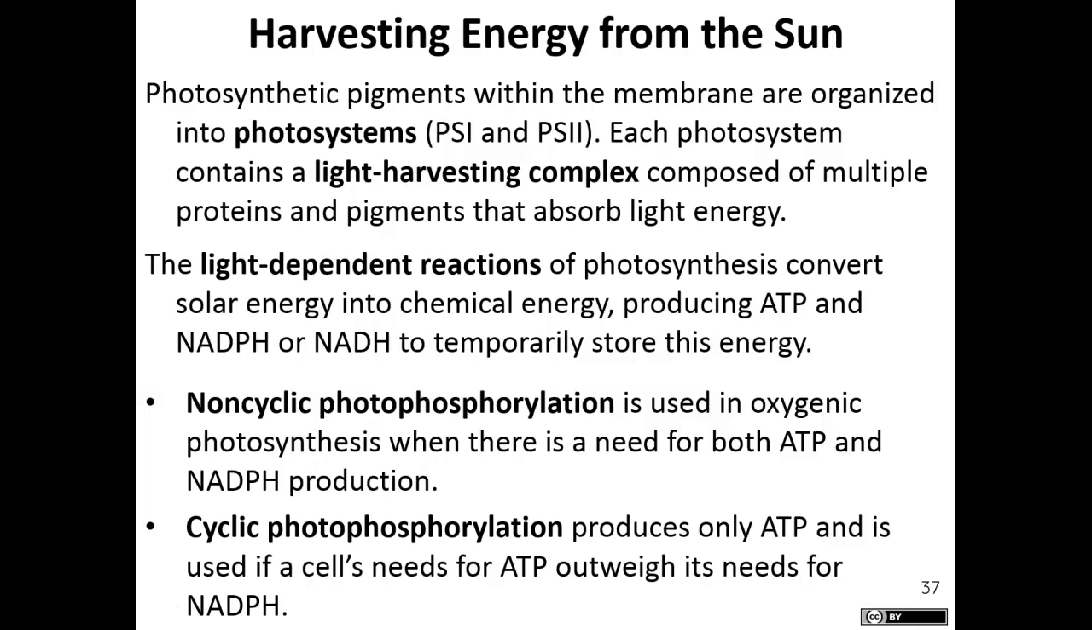So light-dependent reactions, there are two types: a non-cyclic pathway and a cyclic pathway. Non-cyclic photophosphorylation is used in oxygenic photosynthesis, whereas cyclic photophosphorylation is used in multiple bacteria where they're going to need a lot more ATP than they need NADPH. And so a lot of those anaerobic organisms are going to use cyclic photophosphorylation.